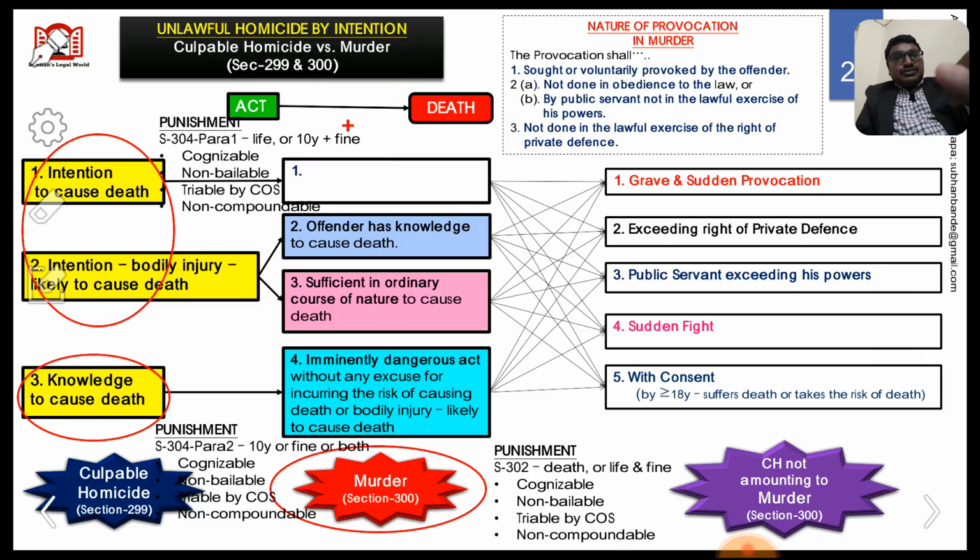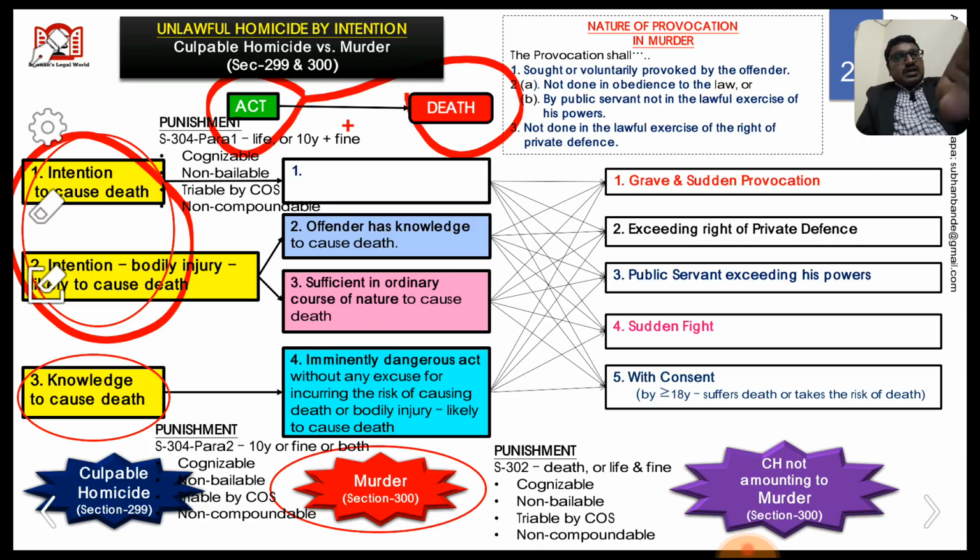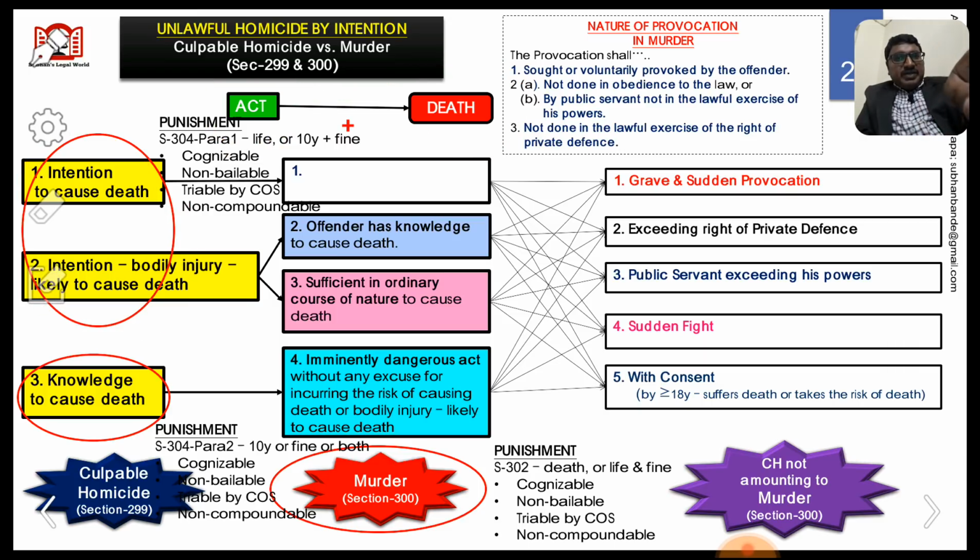If the ingredients in culpable homicide are these two, the accused did an act that results in the death of another person, and at the time of doing the act he has intention to cause the death of the other person, or intention to cause bodily injury that is likely to cause the death, then the punishment is specified under section 304 para 1. The punishment is life imprisonment or 10 years imprisonment and fine. It is cognizable in nature, non-bailable, triable by court of sessions and non-compoundable.